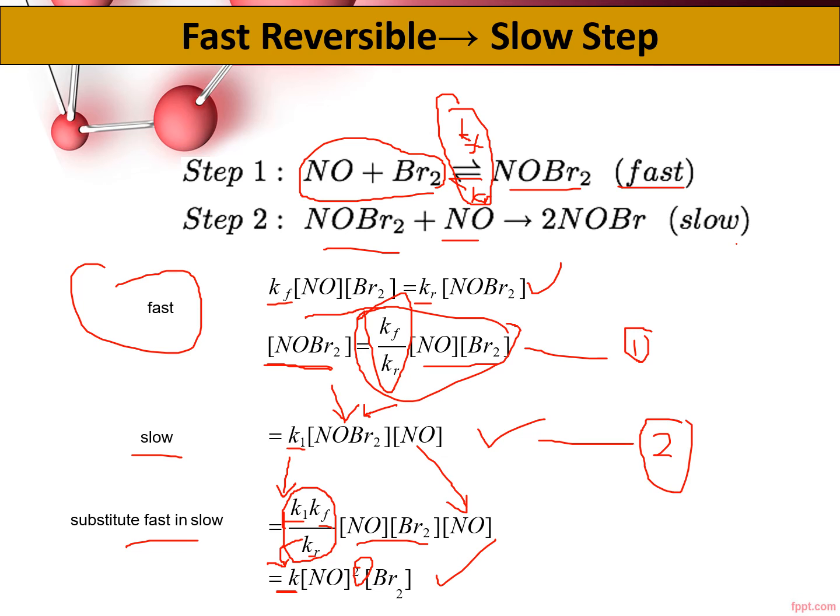That will give you normal K1 and [NOBr2] and [NO]. That is reaction number 2. And then substitute fast in slow, or number 1 into number 2. You got this one K, KF, KR. Don't worry about here. This is just a coefficient. So you can replace with the K, because the values are similar. Just times out these two, so [NO] to the power of 2 [Br2].